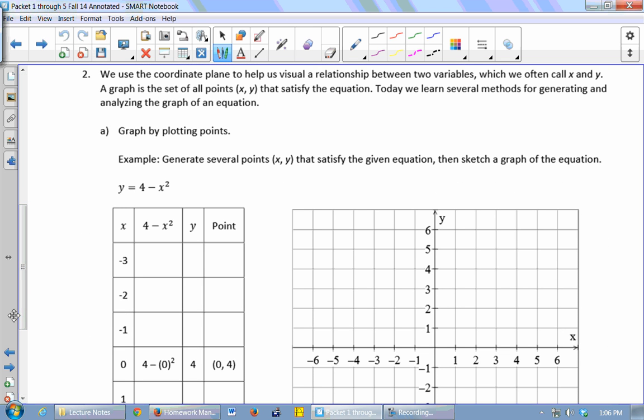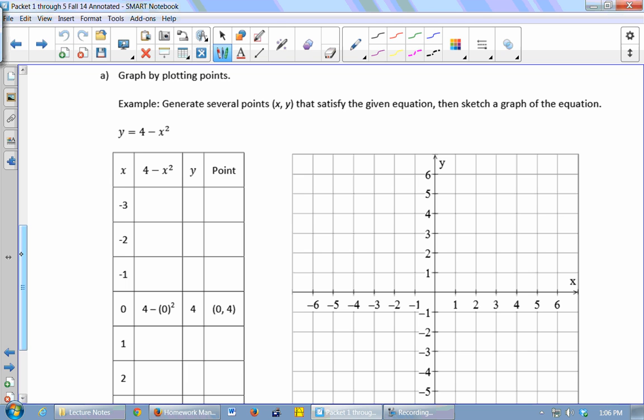We use this coordinate plane to help us visualize the relationships between 2 variables. So we often call those variables x and y. And a graph is just the set of all points x comma y that satisfy an equation. So today we're going to learn several methods for generating and analyzing the graph of an equation.